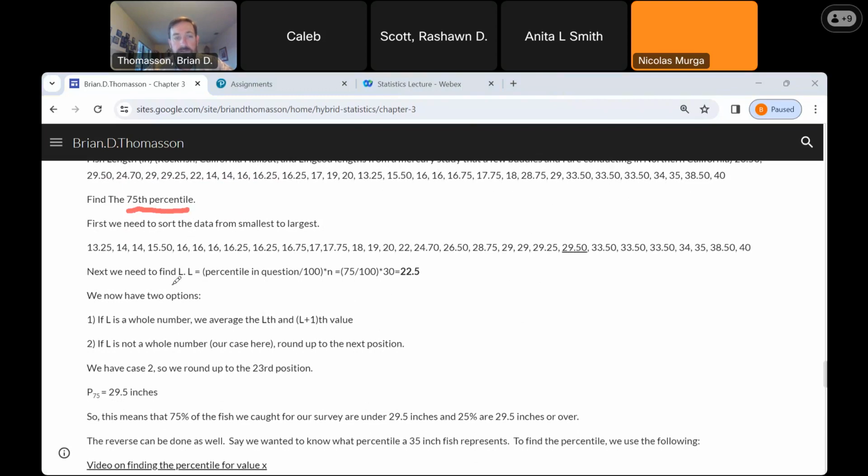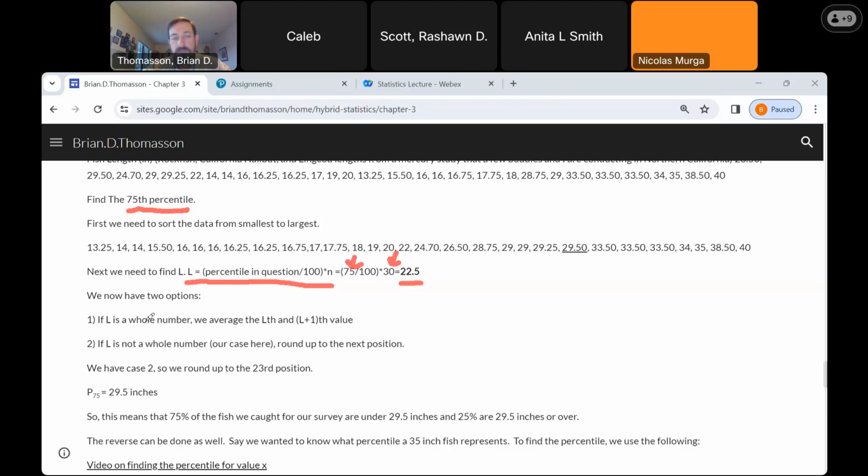The first thing we need to do is find what we call the L value. That's the percentile in question, in this case 75, over 100 times N. N is just the number of fish we have. In this case, we had 30. I'm going to trust my calculation from before. The 75 is the percentile we're trying to find. So 75 over 100 times 30 gives us 22 and a half. That is the position number that we need to take.